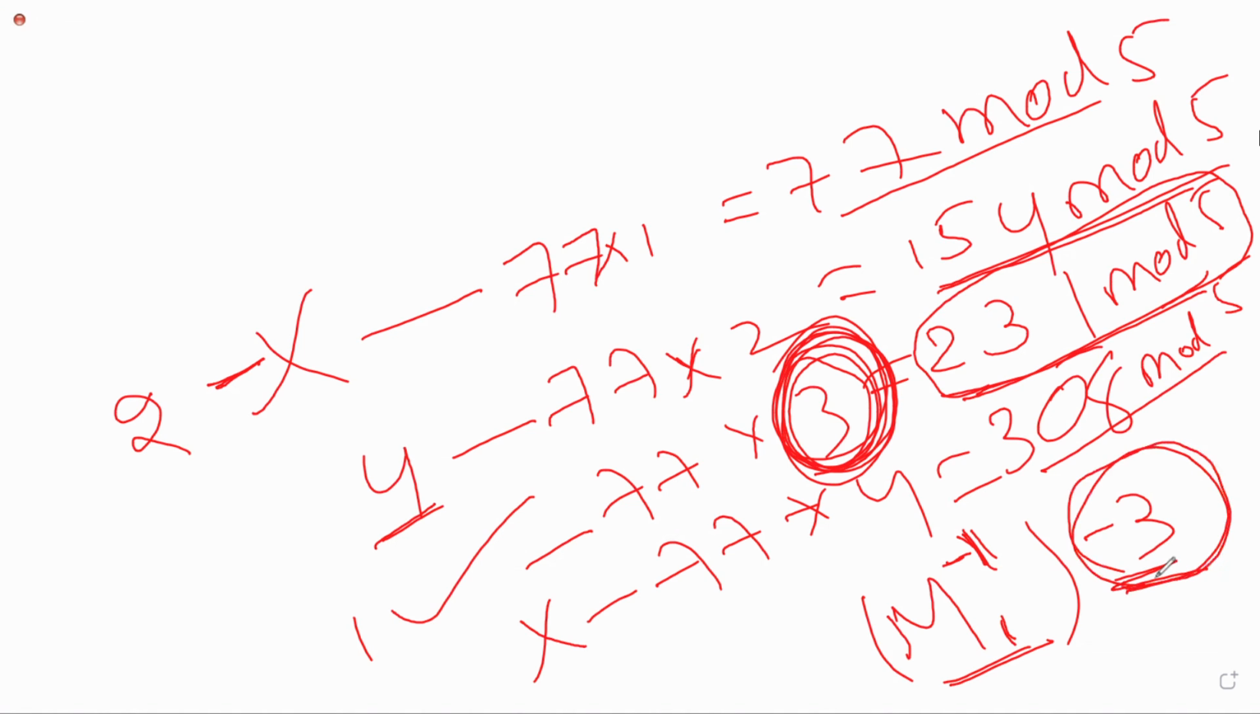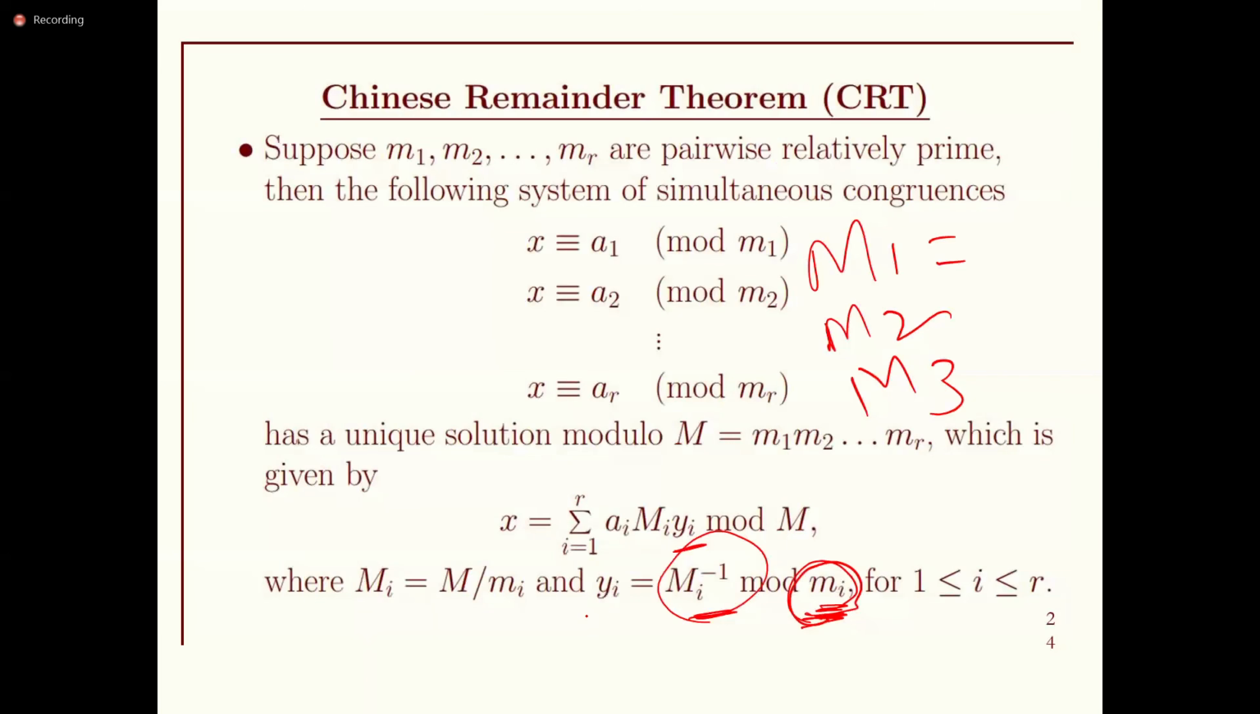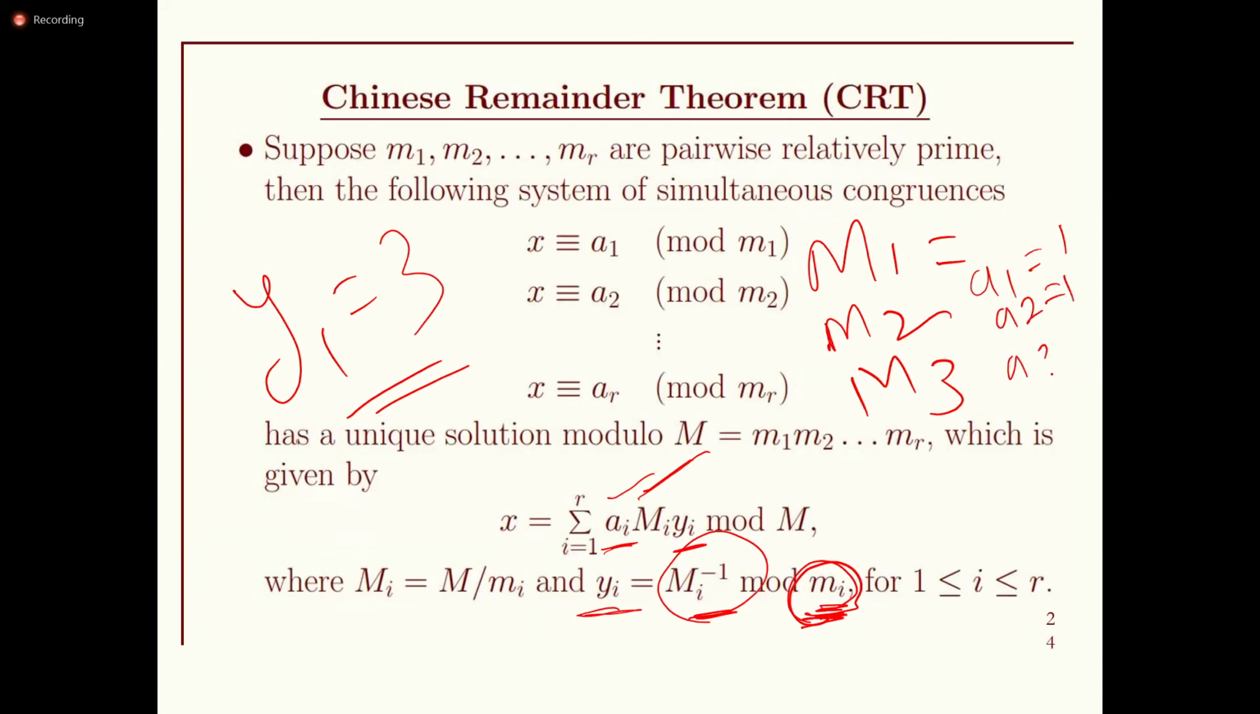So what is this 3 in our formula? 3 is nothing but y1. Y1 is 3. So now we have capital M1, M2, M3, and we know Ai means A1, A2, A3. In this example, A1 is equal to 1, A2 is equal to 1, and A3 is 3. And we calculated the M1, M2, M3 values.